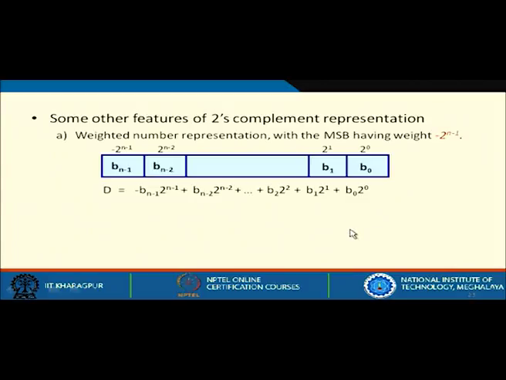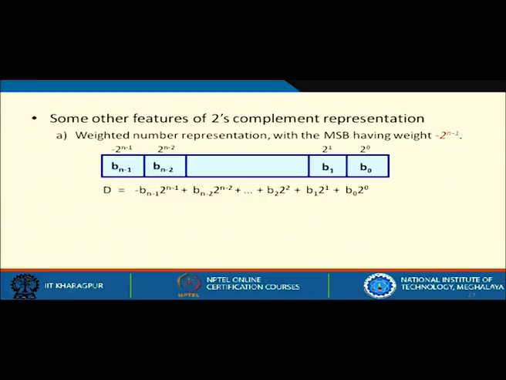Now, let us also see some more features of 2's complement which will be necessary for your further units. It represents a weighted number representation where the MSB has the weight minus 2 to the power n minus 1. So, what does it represent? It represents that all these digits will have weights 2 to the power 0, 2 to the power 1, up to 2 to the power n minus 2, but for the last one, the weight will be minus 2 to the power n minus 1.